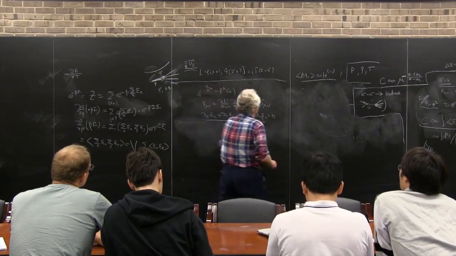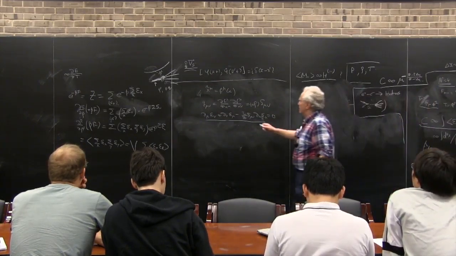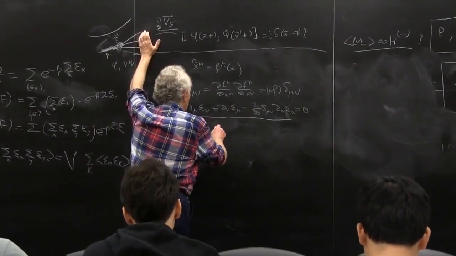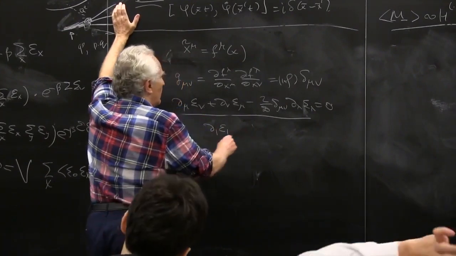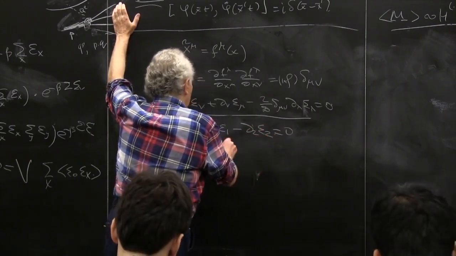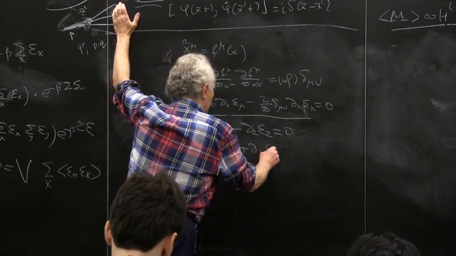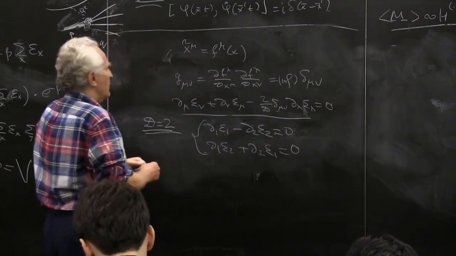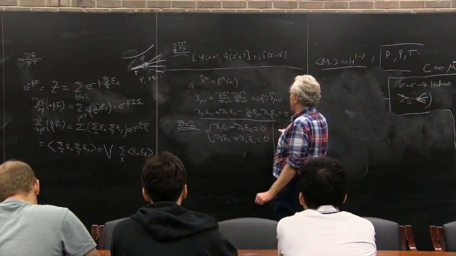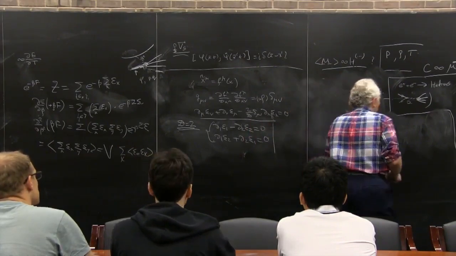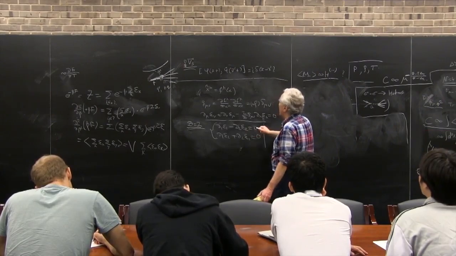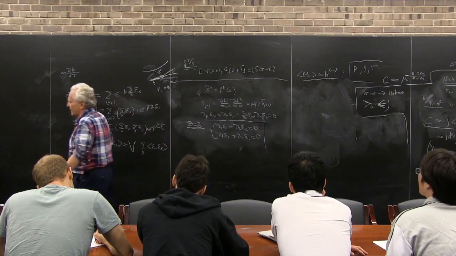Let's write it down for d equals 2. For d equals 2, we have two equations. One equation is this one, and another equation is this one. So indeed, you were right. The number of equations is the same as the number of unknown functions. And let's see what's happening. Why can we nevertheless have arbitrary functions? Oh yes, of course. Yeah, things are under control now.